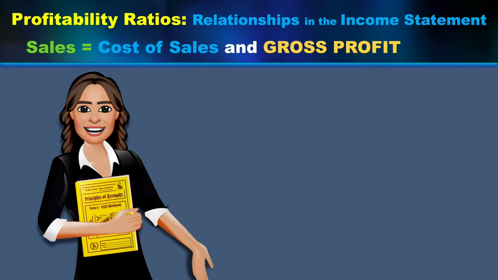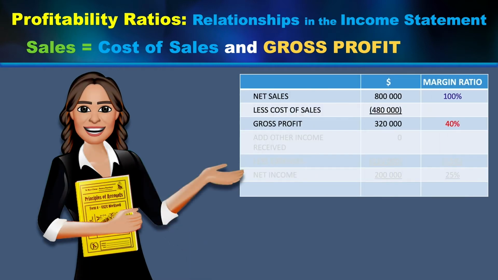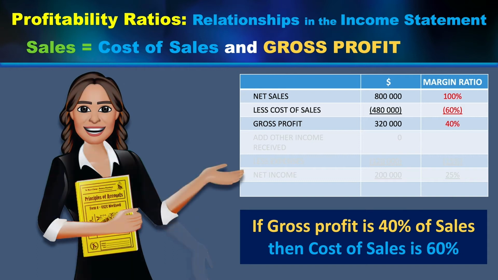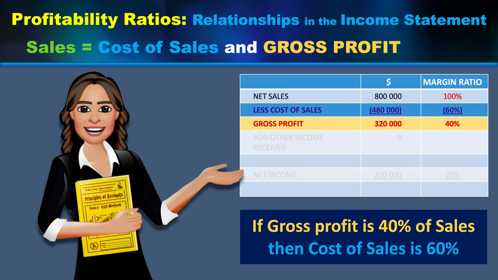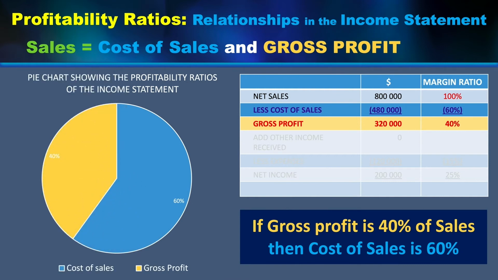So as we saw before with our income statement, the first part of our income statement: net sales, 800,000, less cost of sales, 480,000, gross profit, 320,000. So when we had worked out our gross profit of 40%, that meant that if gross profit is 40% of sales, then cost of sales would be 60%, which is the 100% minus the 40%. Once again, we can see it very clearly in a diagram.